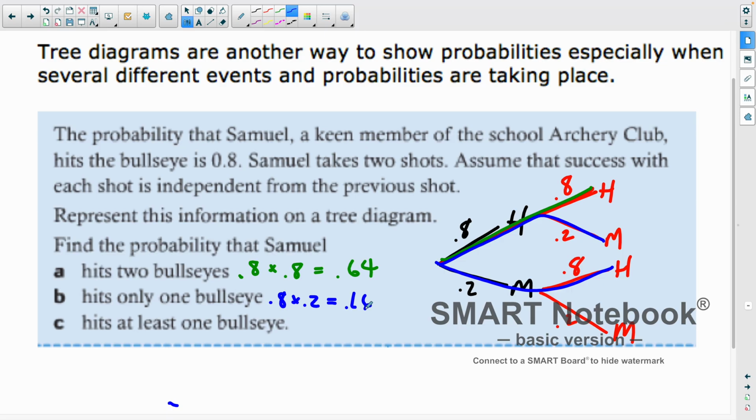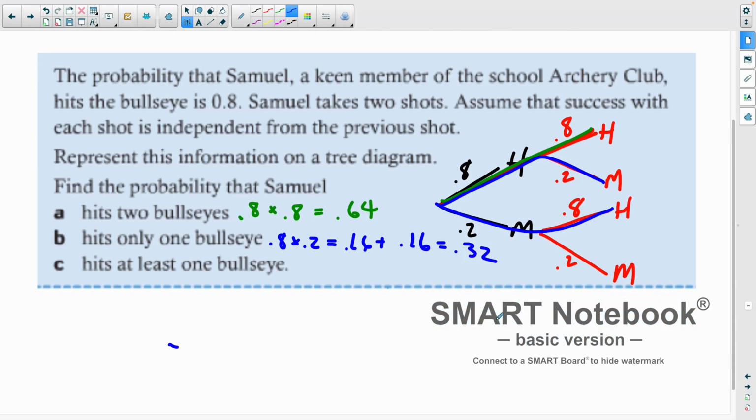Now, what's nice about the second path? It's the same. And so it's also 0.16. Now here's what happens. I multiply down the tree, but if there's several paths that give me there, I add the paths together. So 0.16 plus 0.16 gives me 0.32. So I have a 64% chance of hitting both. He has a 32% chance of hitting one of them.